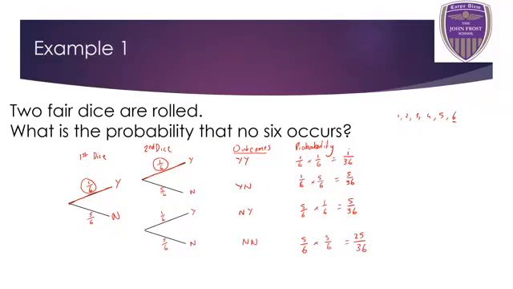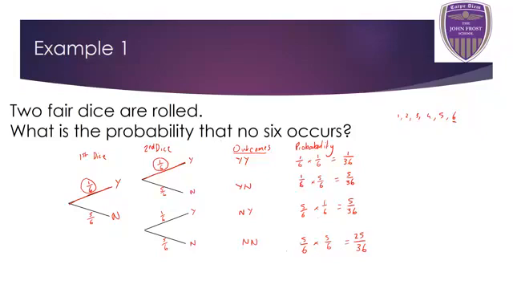Okay, now if we have a look at all these probabilities here, we'll notice that 1 over 36, 5 over 36, 5 over 36, and 25 over 36, if we add them all together, the numerators all add up to 36. So that's all possibilities, 36 out of 36.